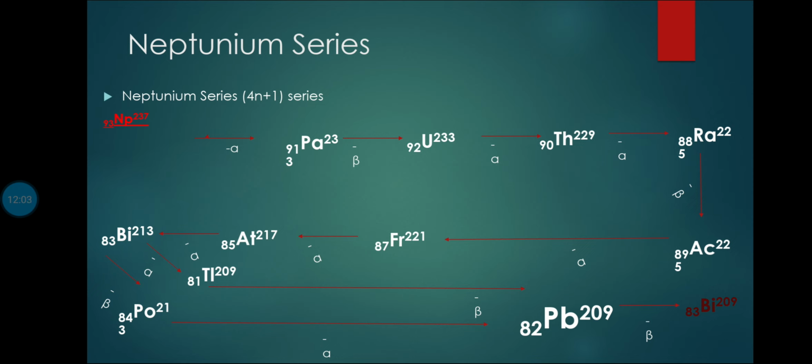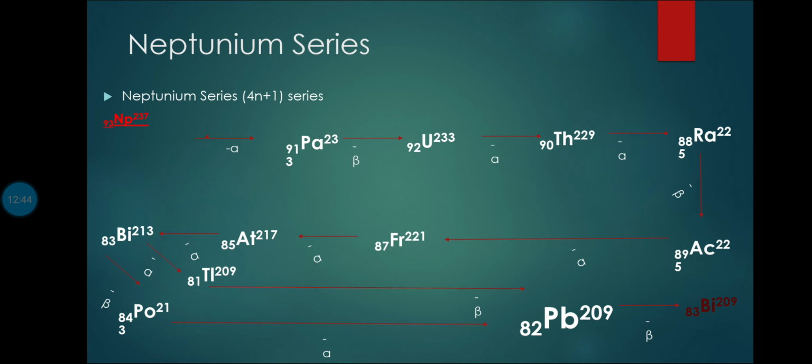Francium 221 emits an alpha particle. Astatine 217 is formed. Astatine 217 emits an alpha particle. Bismuth 213 is formed. The bismuth can decay in two ways. It can emit an alpha particle and then a beta particle, or it can emit a beta particle and then an alpha particle. After that it forms lead 209.